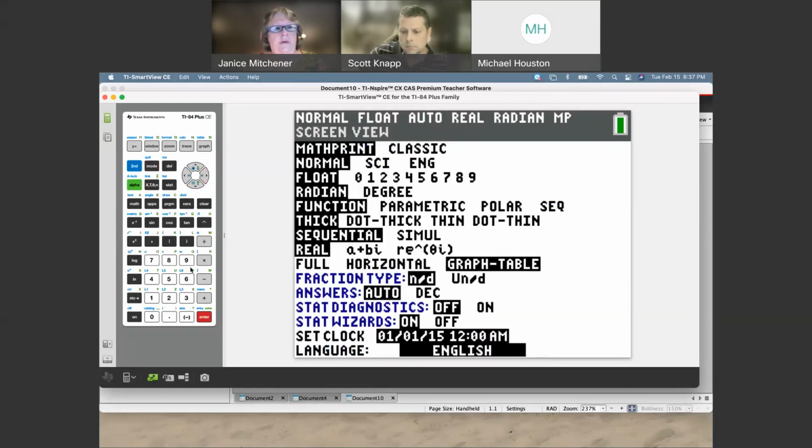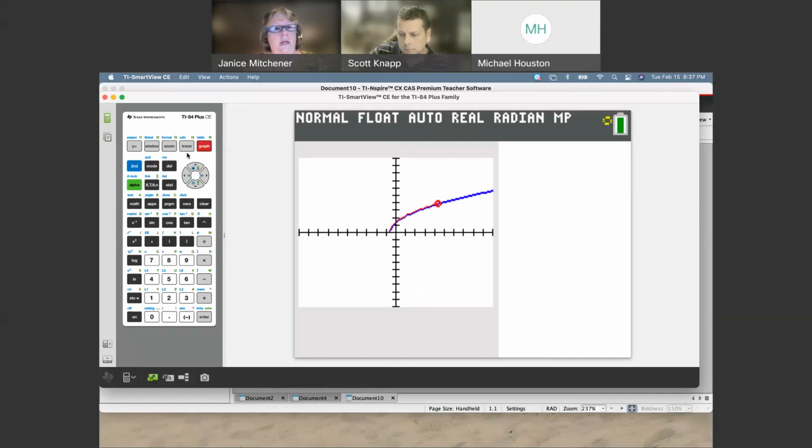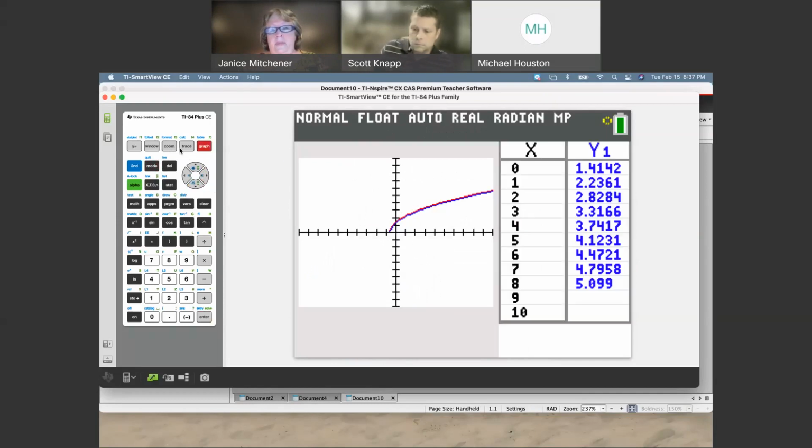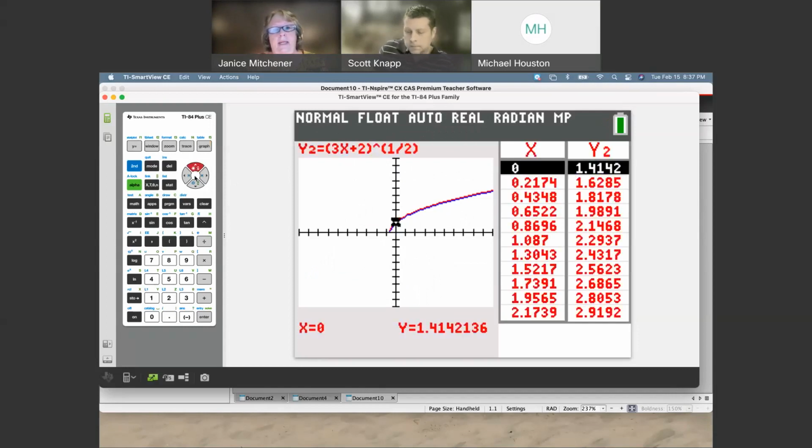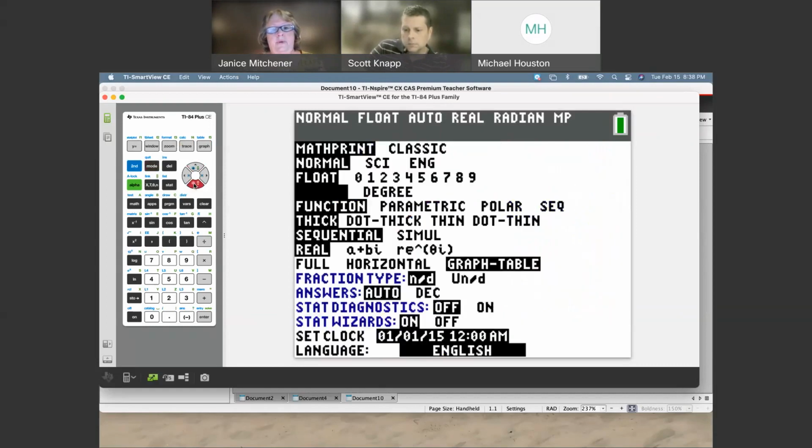So when I hit graph, there it is. Now in order to see all my data showing up, I again have to hit trace, and then I'm going to toggle up and down, and that's how I can get my data to show up. But again, I'm not seeing both of those at the same time. All right, so I'm going to go back to my mode. Again, that was switching to graph table, just to make sure you understand that feature is there. We'll hit enter and get back on that.